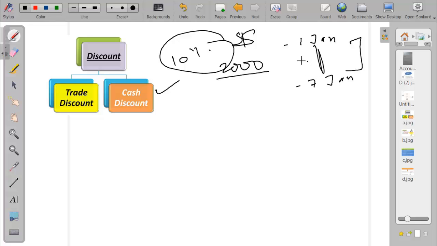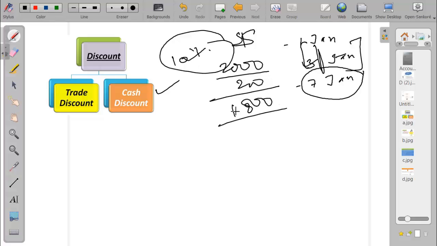But now see, you paid me money on 3rd January. After how many days? After 2 days. As per the policy, you have to pay money before 7th January, then only I will give you the discount. And now you paid me the money on 3rd January, so obviously I will allow you discount. Now 2000 it's 10%, 200 I will allow you, and how much money I will take from you? 1800. So this is cash discount.